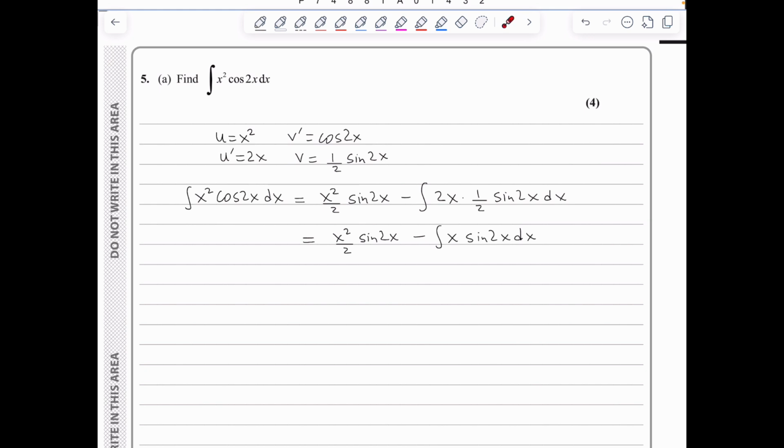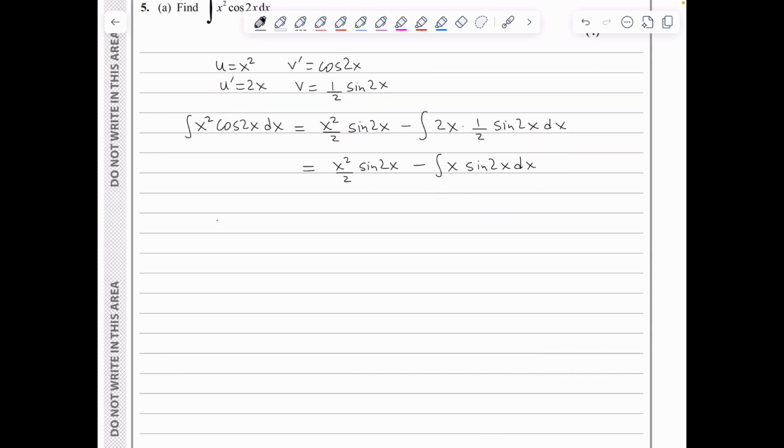So it's a good sign that we've got a simpler integral to deal with here, because it's x times sin 2x, whereas originally we had a quadratic times cos 2x. But I still need to apply integration by parts on x sin 2x. So this time I will be setting u to be x and v' to be sin 2x. The intention is for u' to give me a constant and therefore lead to an integral that is available analytically. So u' is equal to 1, and v is going to be minus a half cos 2x.